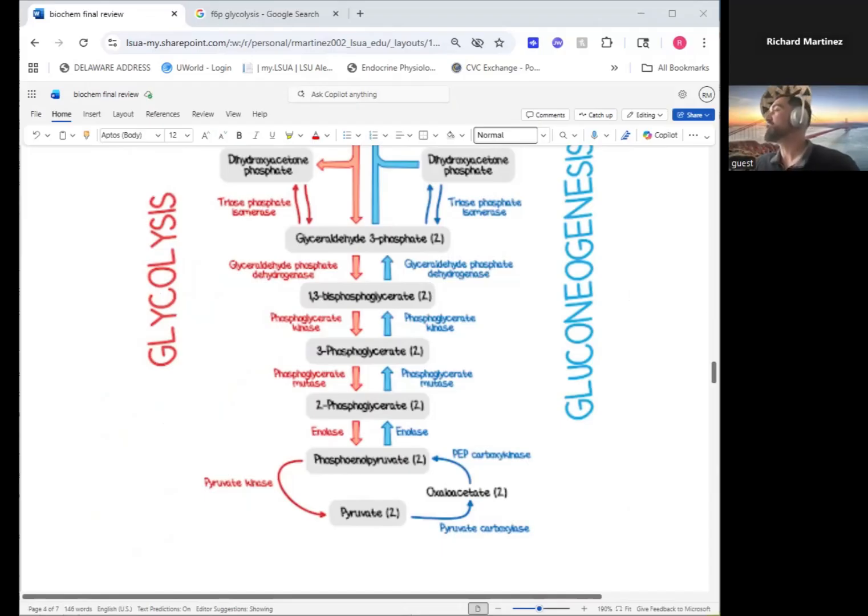Yes, 1,3 BPG is now 3 PG, 3 phosphoglycerate. Enzyme used is phosphoglycerate kinase. Okay, let's break it down. Kinase, phosphate, glycerate. Bisphosphate, 2 phosphate groups. There's the 1 and the 2 that I drew. Yeah, it's a glycerol. Glycerol is for fatty acids. You guys aren't being tested on that. You're fine. That's why I'm just skimming over that.